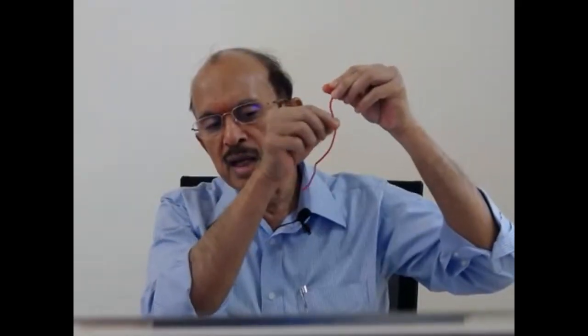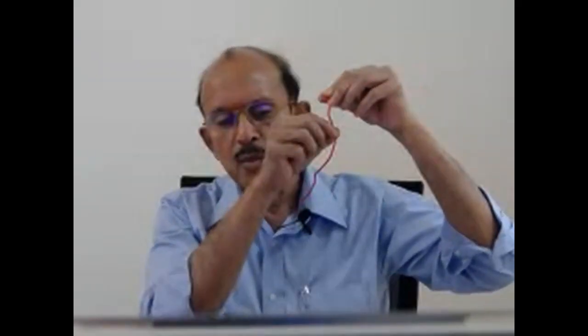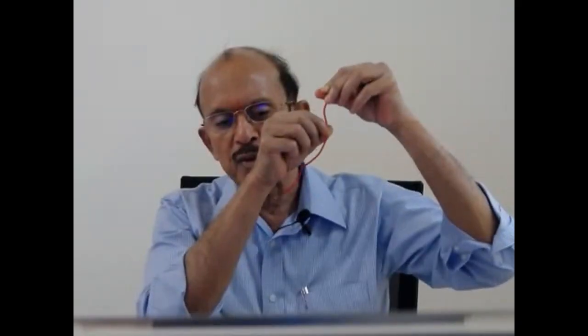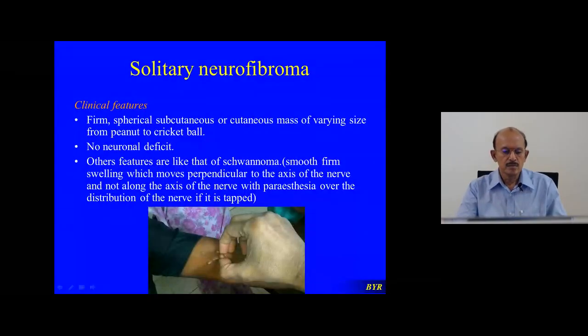and you will be able to move it transversely. But along the axis, you can't move it. So perpendicular to the axis, like a pendulum, you will be able to move it. But along the axis, you cannot move it. So that is the characteristic feature of a nerve swelling. And when you tap it, there may be some paresthesia over the distribution of the nerve.